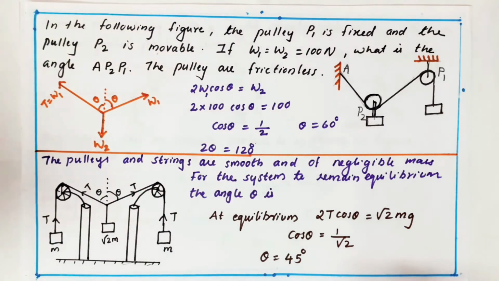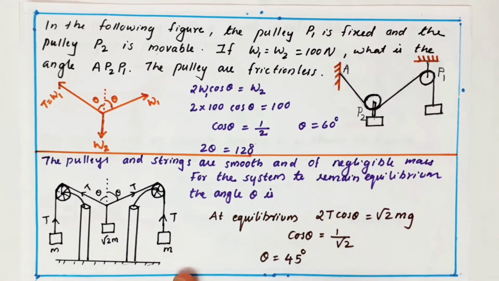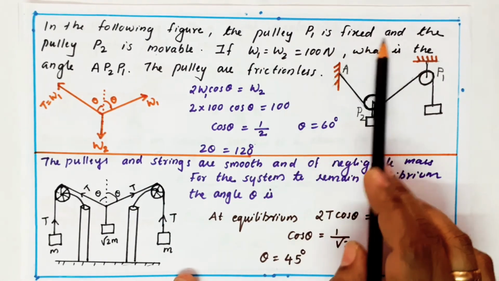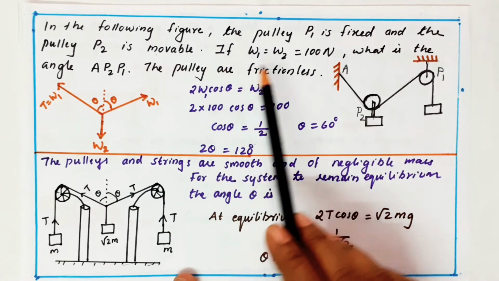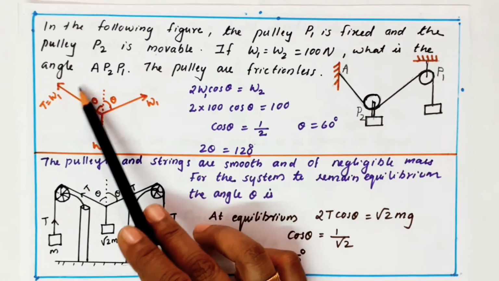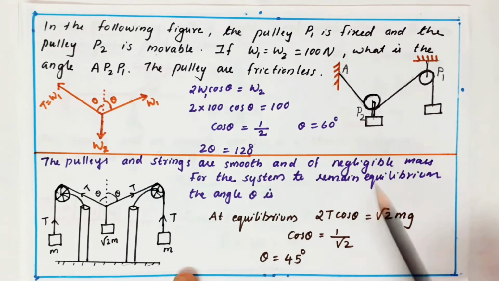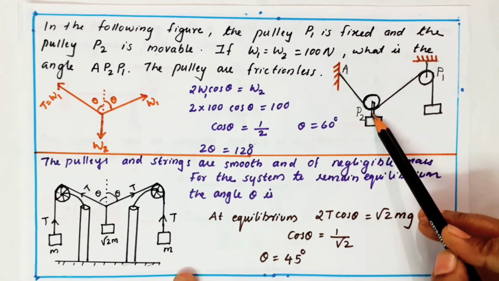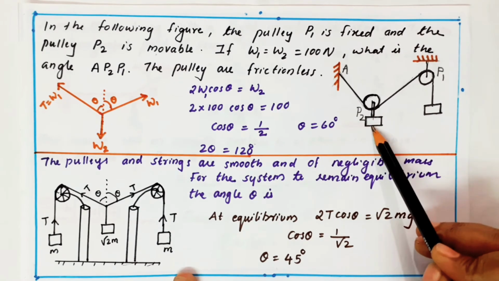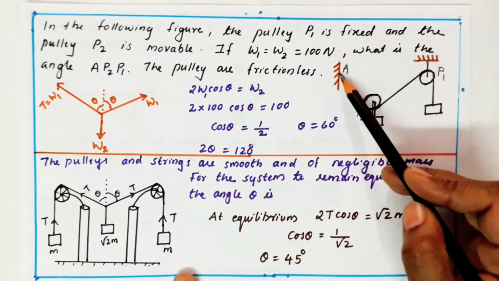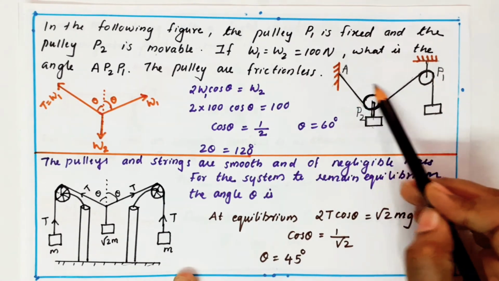Now I am going for some numericals in this chapter, most of the important types. In the following figure, the pulley P1 is fixed and the pulley P2 is movable. If the weights W1 equals W2 equal 100 Newton, what is the angle A P2 P1? These are the two pulleys. This pulley is fixed, but this pulley is movable. Here one weight is there, here one weight is there, but both weights are 100 Newton. They are telling that they make an angle, and I need to find this angle.